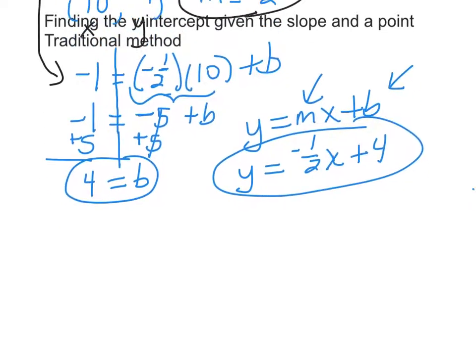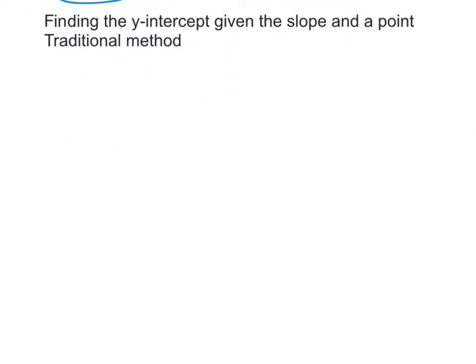Alright, let's try another one. Let's say that this time our slope is -2, and let's say that the point they give us is (-1, -4). Again, what I tend to do immediately, as soon as I see an ordered pair, is label it x and y.